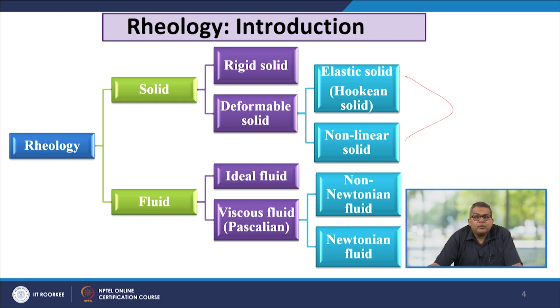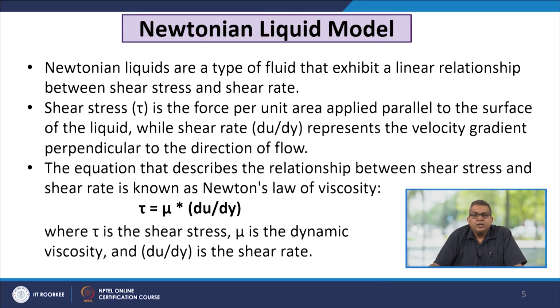Now, if we talk about the fluids, there are two types of fluids. One is the ideal fluid and the second one is the viscous fluid. If we talk about the viscous fluids, again this can be subdivided into two different aspects. One is the non-Newtonian fluid and the second one is the Newtonian fluid. So, let us talk about the Newtonian liquid model or Newtonian fluids.